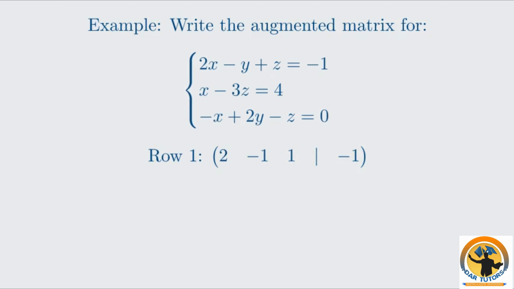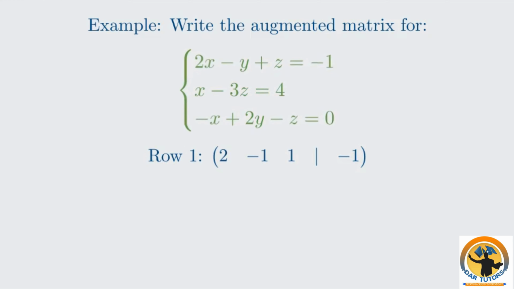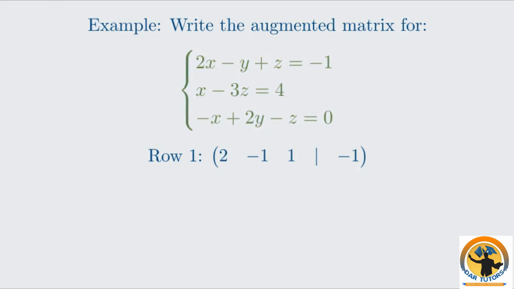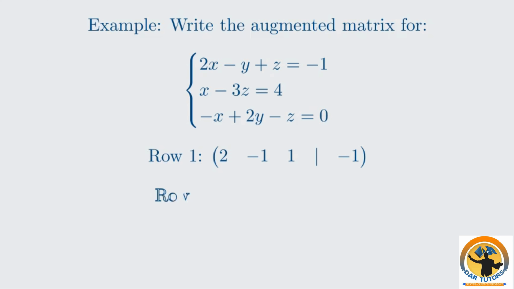The second equation is x - 3z = 4. Notice there is no y term. This means its coefficient is 0. So the coefficients are 1, 0, and -3, and the constant is 4. This is our second row. The second row is 1, 0, -3, and 4.